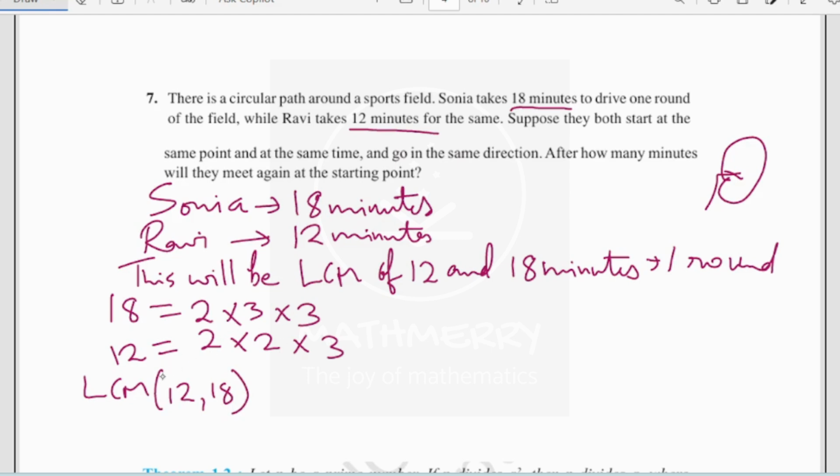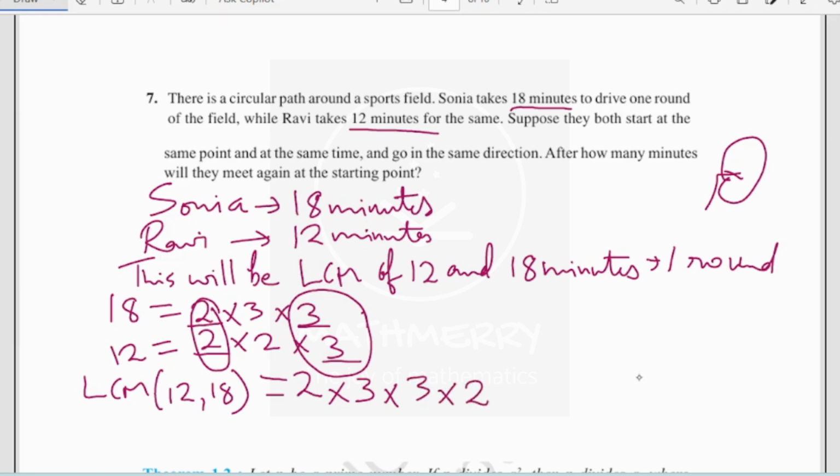Now, what are the common factors here? 3 and 2 are the common factors. So this is one pair and this is another pair. We will take one 2 from this, and one 3 from this. So I took one factor from the common factors. Now what is left? We have to take the other two, that is 3 into 2. Whatever is left, we just write it like that. So here we have 4 into 9, which is 36. So the LCM is 36 minutes.